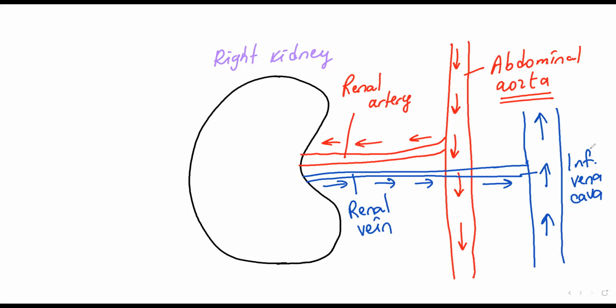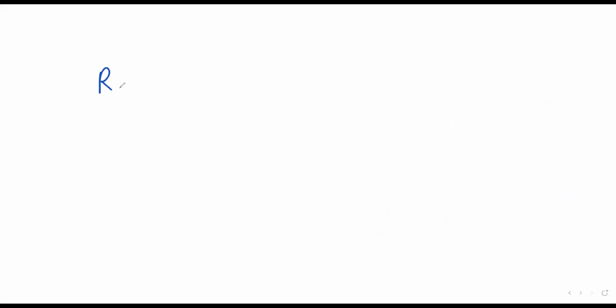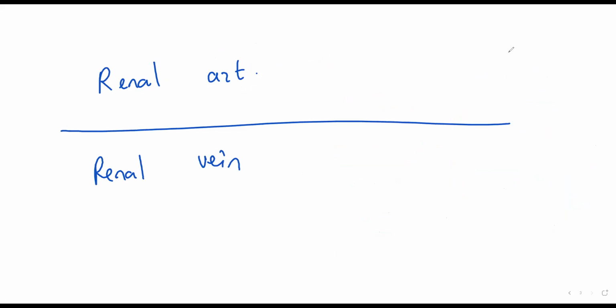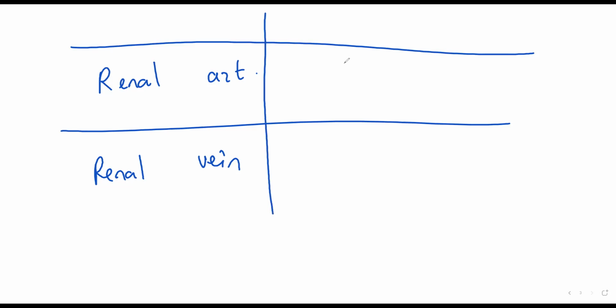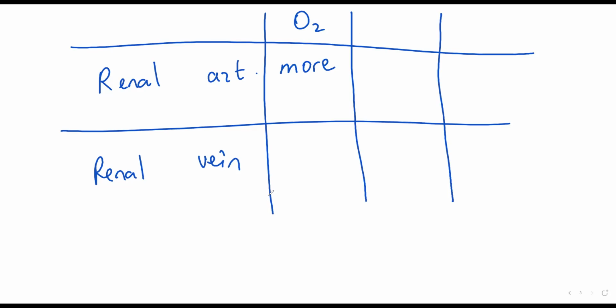Now I will write simple information about the differences between the renal artery and the renal vein. So we have the renal artery and we have the renal vein. Now I will compare them according to oxygen. Of course, the renal artery will have more oxygen because it is oxygenated, but the renal vein will have less oxygen because it is deoxygenated. If I compare their carbon dioxide level, the renal artery, being oxygenated, will have less carbon dioxide, but in the renal vein, we will have more carbon dioxide.